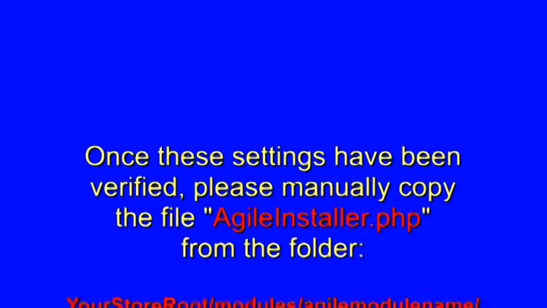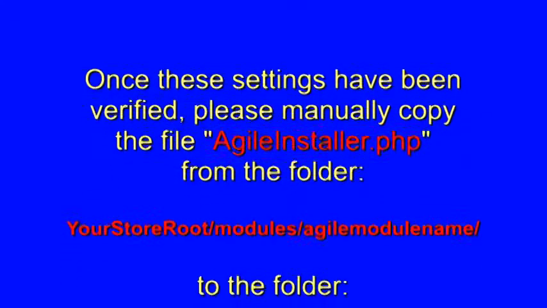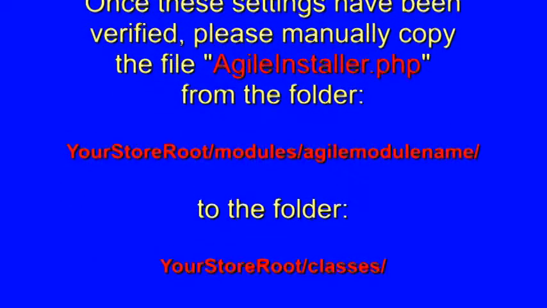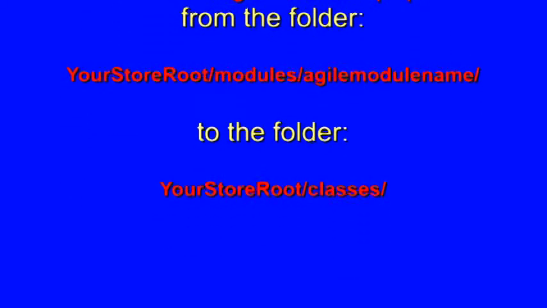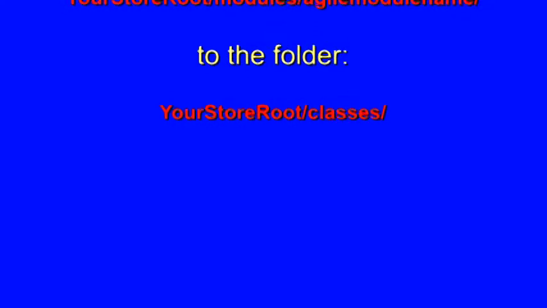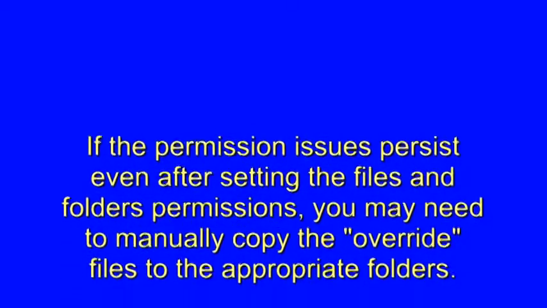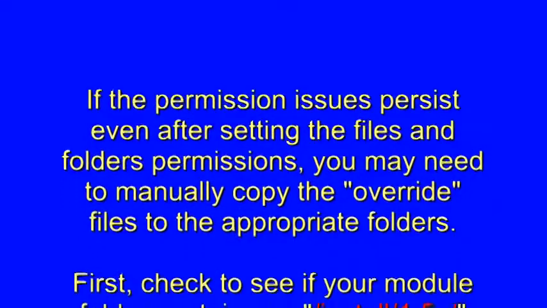Once these settings have been verified, please manually copy the file agileinstaller.php from the appropriate Agile module folder to the store folder Classes. If the permission issues persist even after setting the files and folders permissions, you may need to manually copy the override files to the appropriate folders.